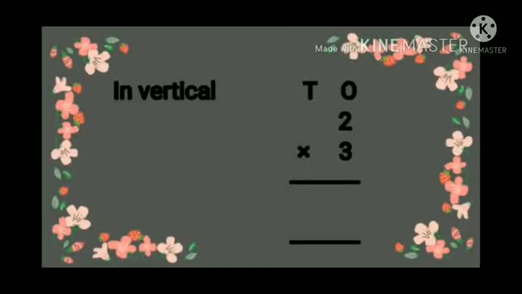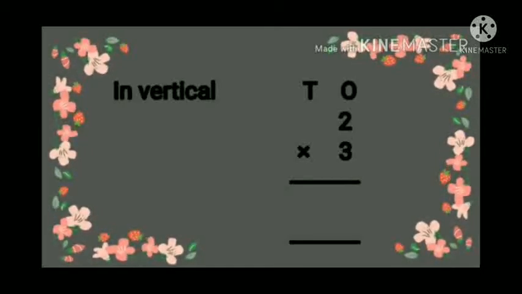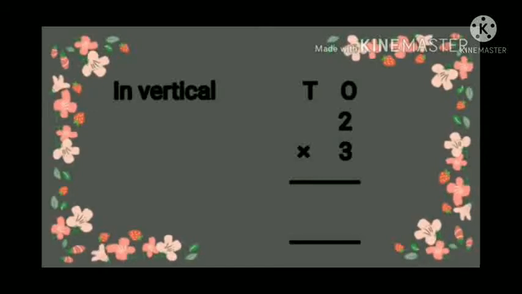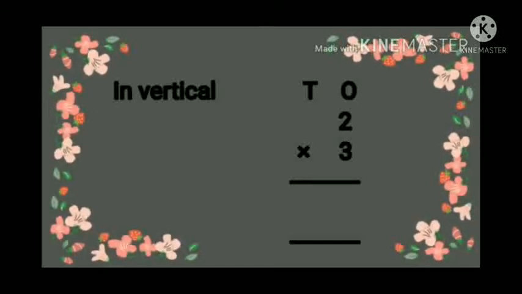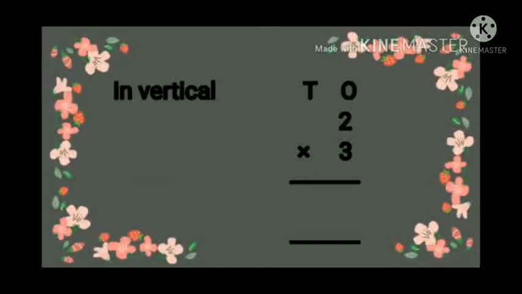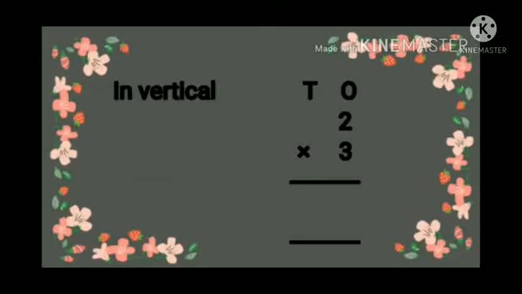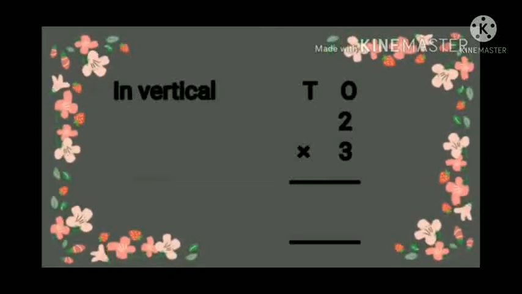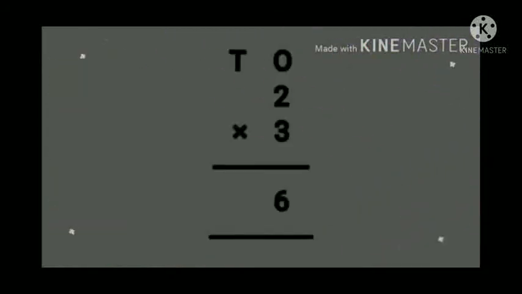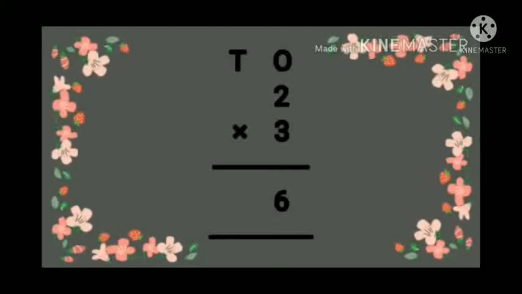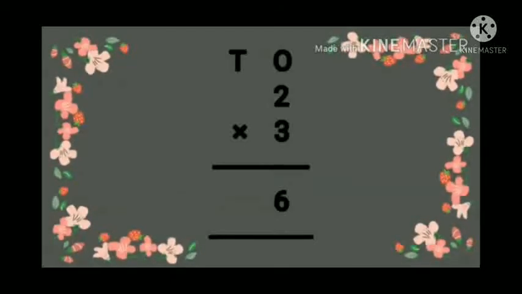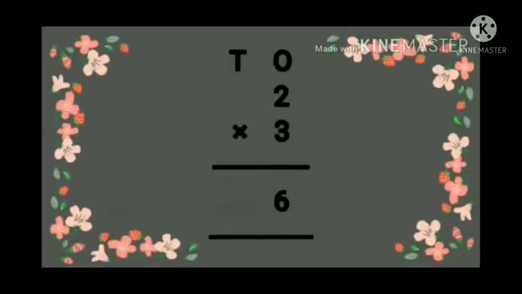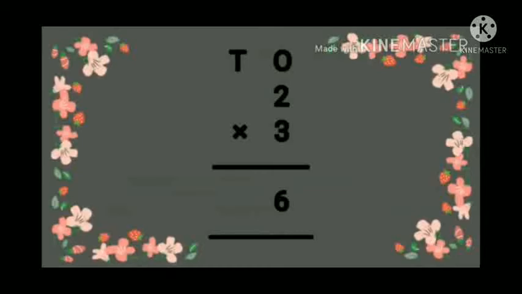Okay, now we know who is the multiplicand and who is the multiplier. We have to speak the table of 3 up to 2. It means 3 ones are 3, and 3 twos are 6. We know that. We can speak the table. So the answer is 6. Understood? You have to speak the table of 3 up to 2.